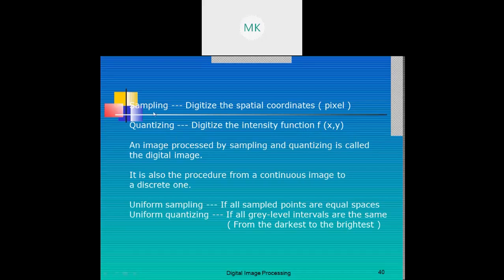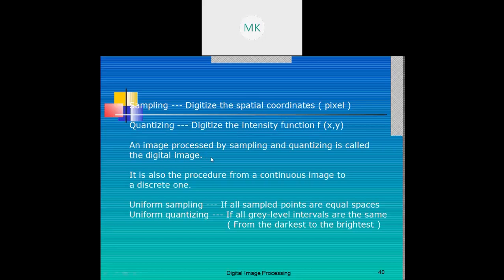So we have two techniques for digitization of the image. First is sampling, which is digitizing, that is, converting the image in the form of spatial coordinates. Second is quantization, which is converting the image into digital form by using the intensity function or amplitude values.